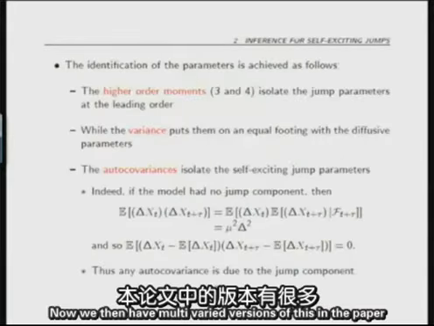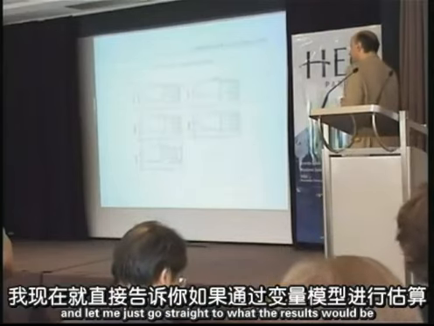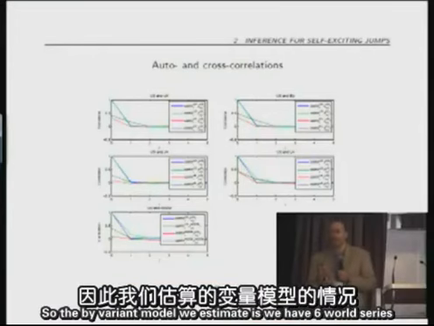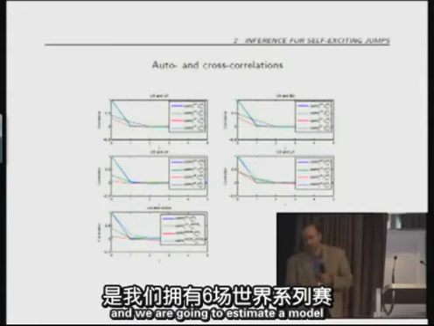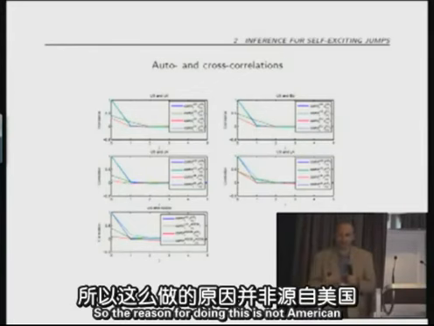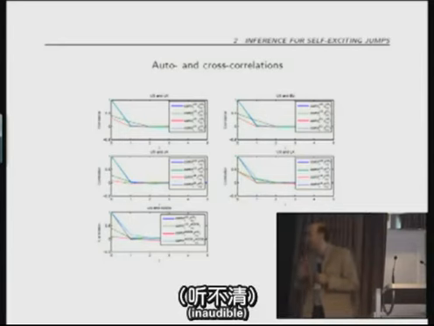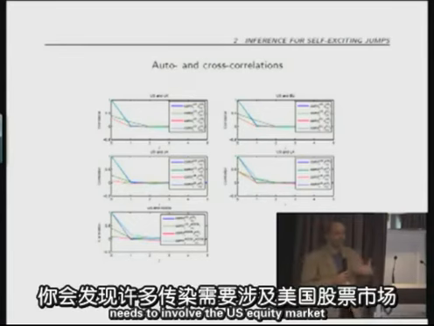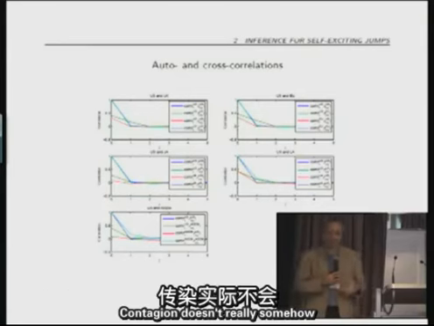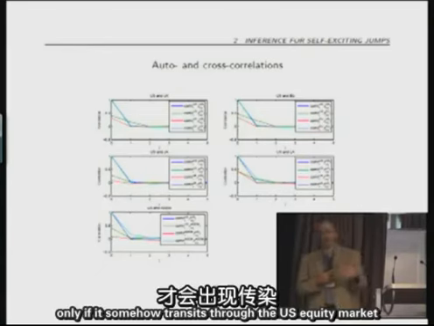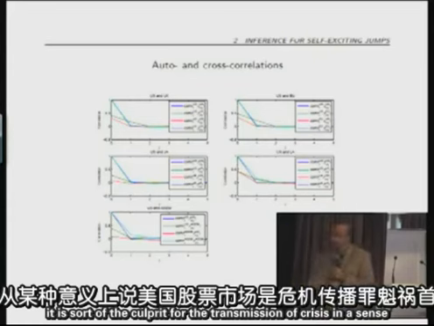Now, we have multivariate versions of this in the paper, and let me just go straight to what the results would be if you estimate a bivariate model. The bivariate model we estimate is, we have 6 world series, and we're going to estimate a model bivariate with the US and each one of the other 5. Okay? The reason for doing this is not Americanocentrism, although none of the authors are Americans anyway. The reason is, as you will see empirically, a lot of the contagion needs to involve the US equity market. So contagion doesn't really go from Latin America to Southeast Asia. There will be contagion only if it somehow transits through the US equity market. So it's the culprit out there for transmission of crisis, in a sense.